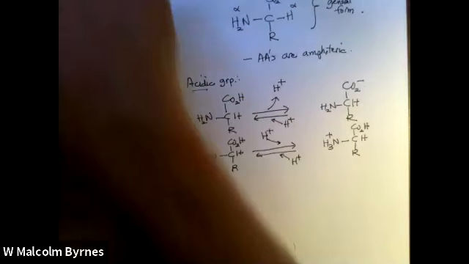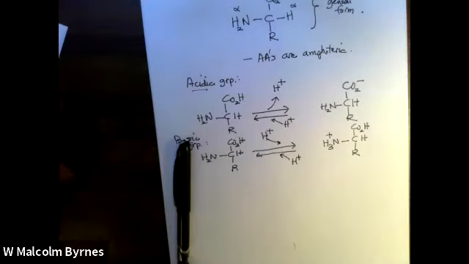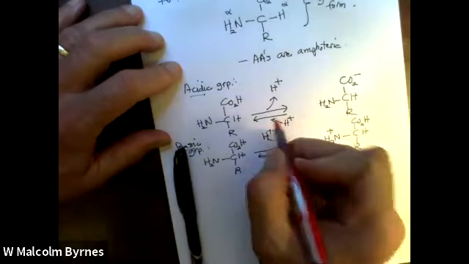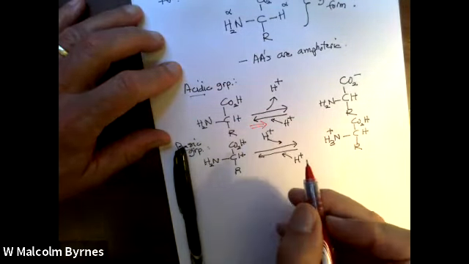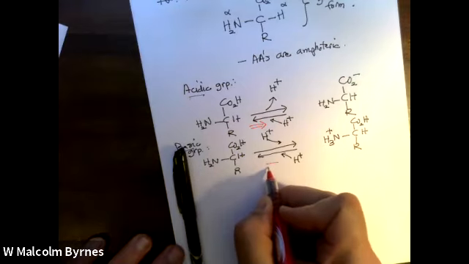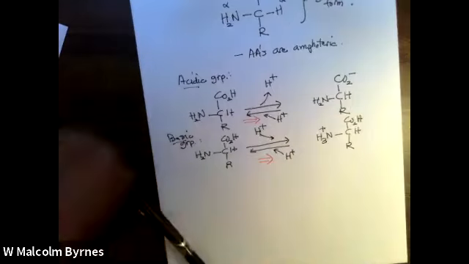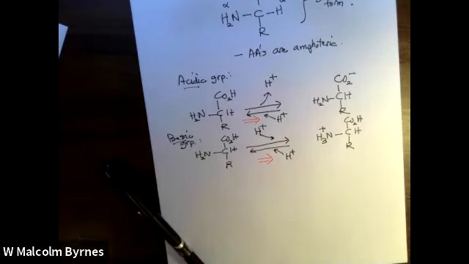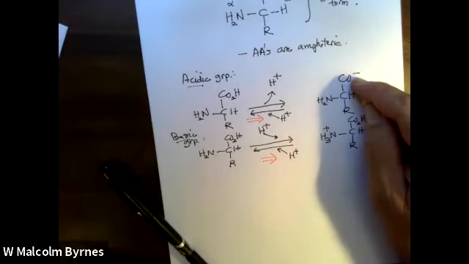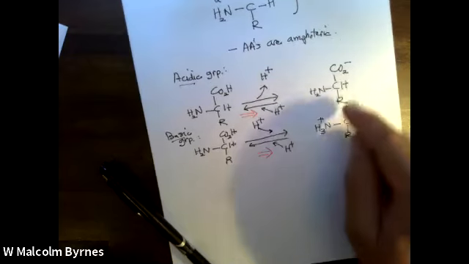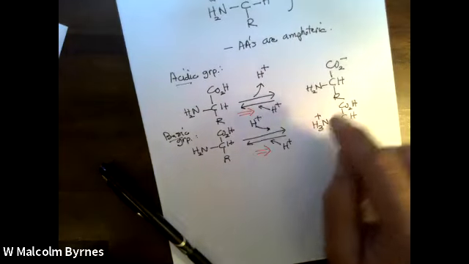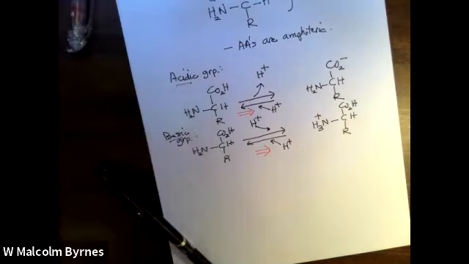So this first one lies to the right. Okay, and the second one also does, in the sense that the carboxyl group tends to be unprotonated, and the amino group tends to be protonated. Carboxyl group is acidic, and the amino is basic. Right?